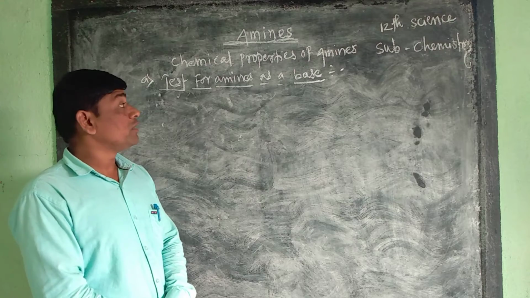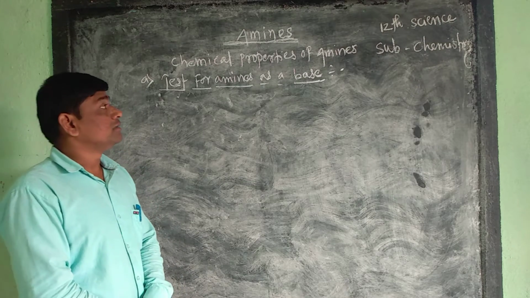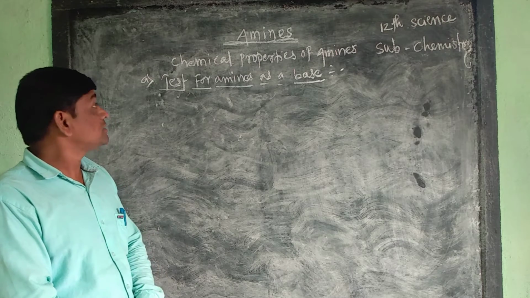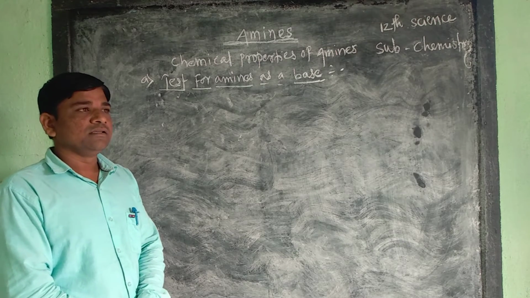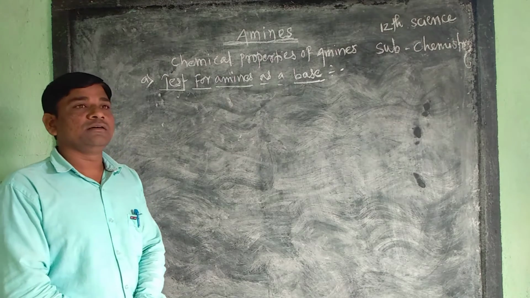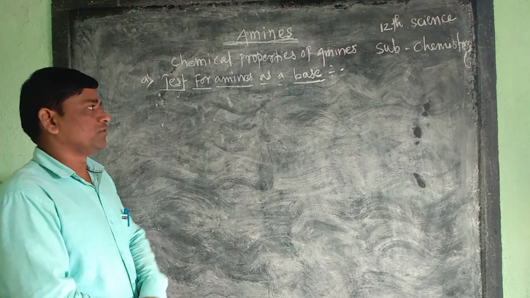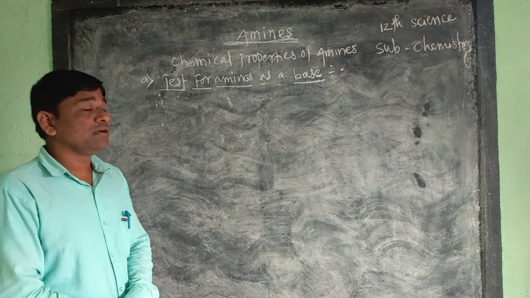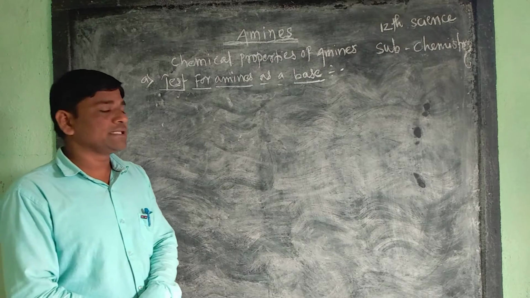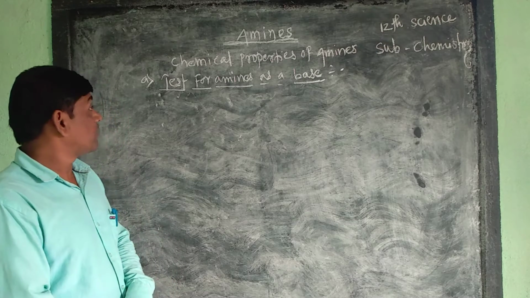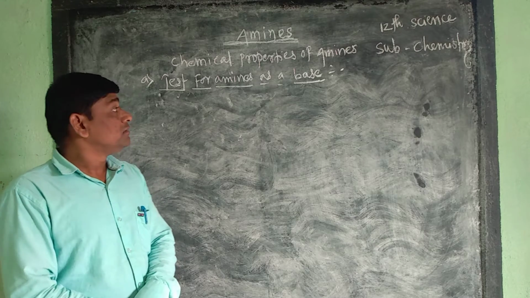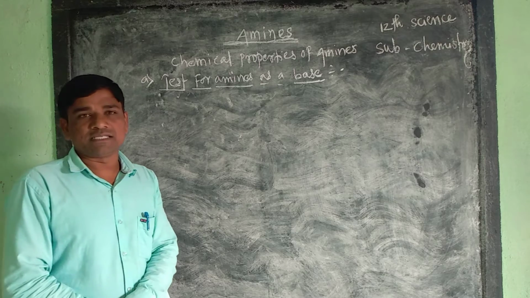Now, today we are going to start the new topic, the chemical properties of amines. In these chemical properties of amines, by using some methods, we prepare different compounds. First of all, the first test is for ammonia as a base. Why? By using some tests, we determine that amines are basic in nature.